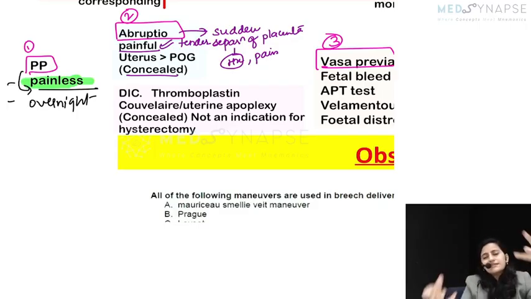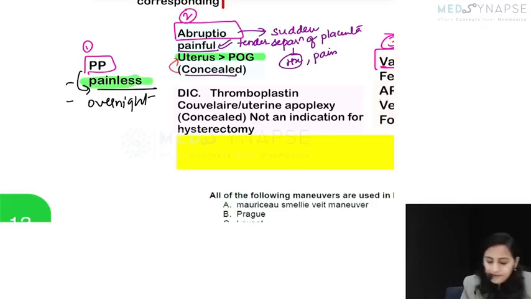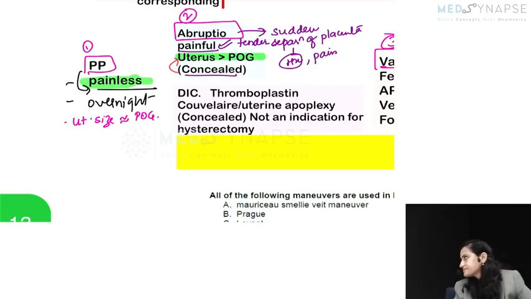When it's a concealed hemorrhage, obviously what will happen to the uterine size? Increase. So in abruptio, you will have the uterine size which is more than the gestational period, the weeks. While in placenta previa, the uterus size is equal to the period of gestation. These are all the important features that help you differentiate.